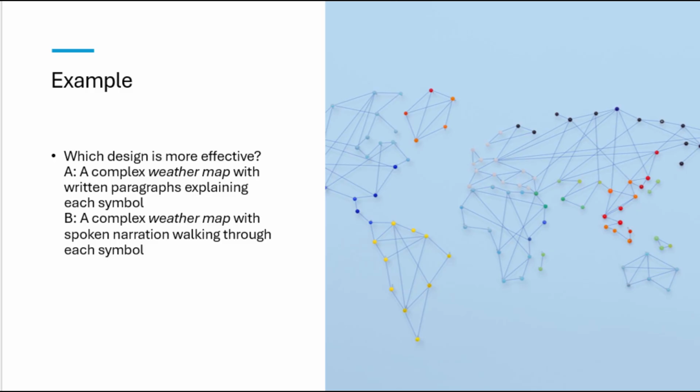Here's a quick question. Which design is more effective? A complex weather map with written paragraphs explaining each symbol, or a complex weather map with spoken narration walking through each symbol? For me, the easy answer is B. When you're looking at something, you want somebody to speak it to you through words. You don't want to be reading a paragraph, and it's not the same, and I think we all know that.